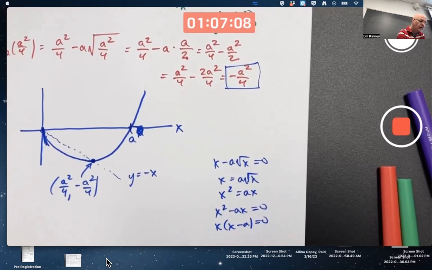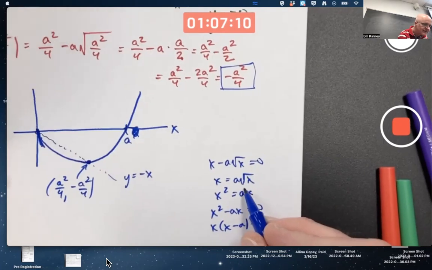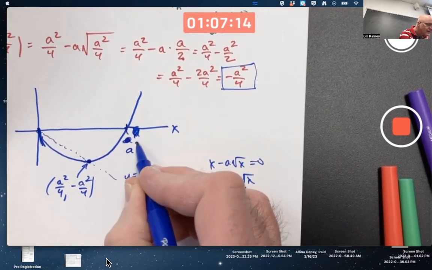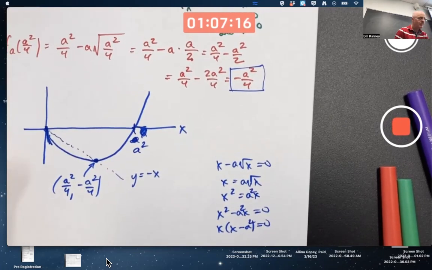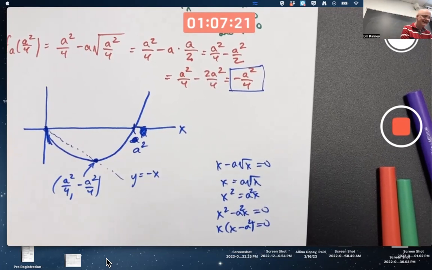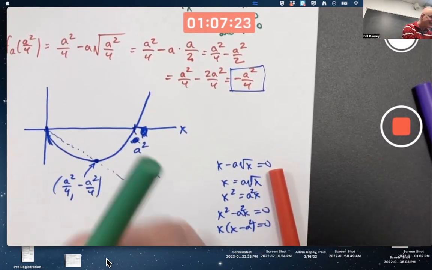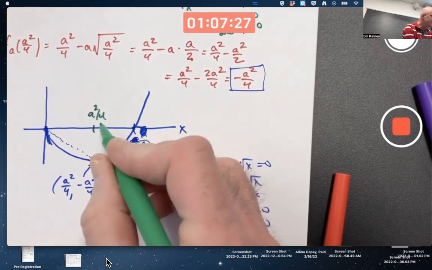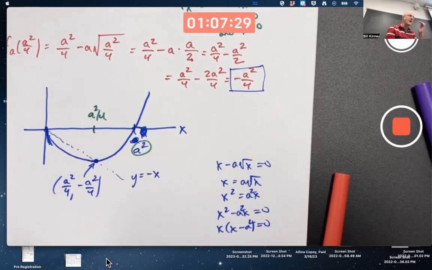What did I maybe do wrong? Oh, this is an a. Oh, so I forgot to square this a. That's not an a, it's an a squared. That makes me feel better. Which means also this graph's not to scale, because that number is supposed to be 4 times bigger than that number, which is not drawn that way.